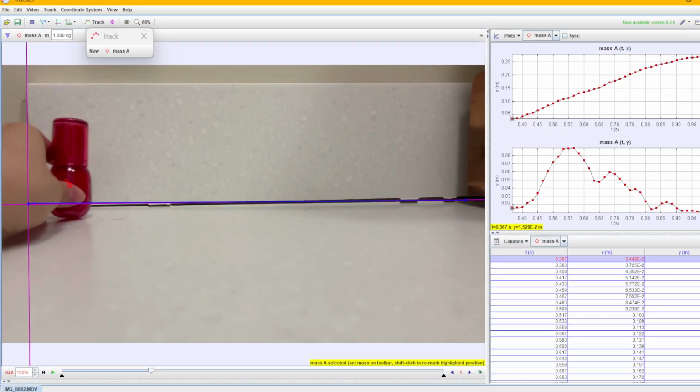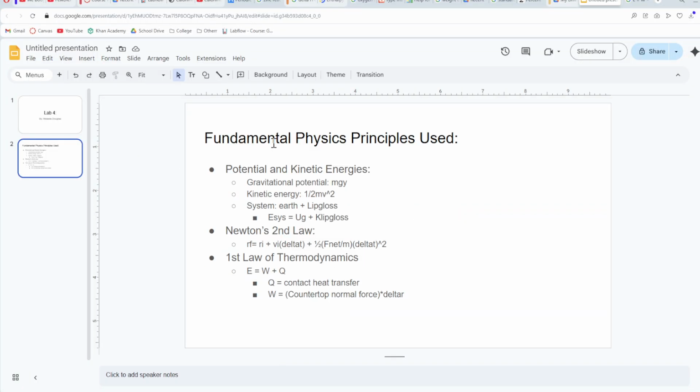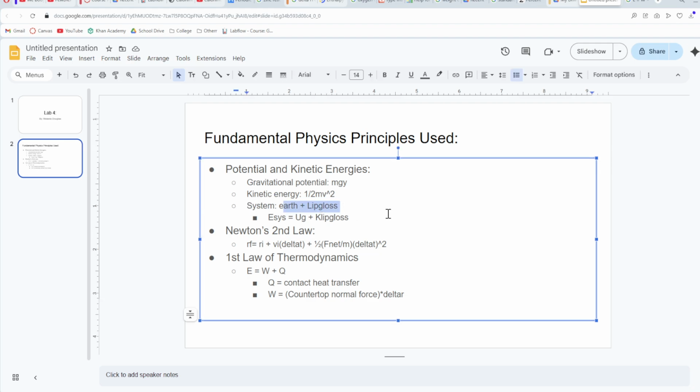I'm going to go over my video first, so it is based off of this lip gloss bottle right here. The fundamental physics principles being used are potential and kinetic energies. I'm defining the system as the earth plus the lip gloss, and so the energy of the system is equal to the potential energy of gravity, which is equal to mass times gravity times delta y, plus the kinetic energy of the lip gloss, which is equal to 1/2 mass of the lip gloss times the velocity squared.